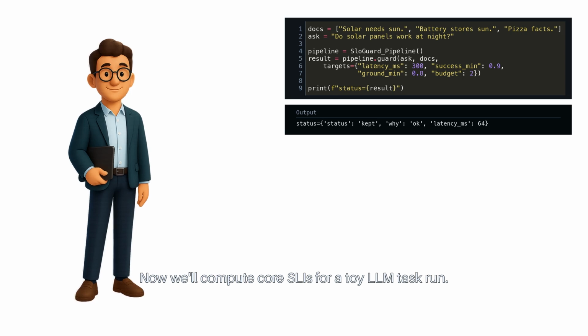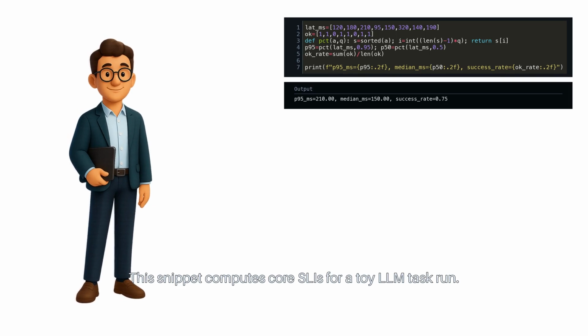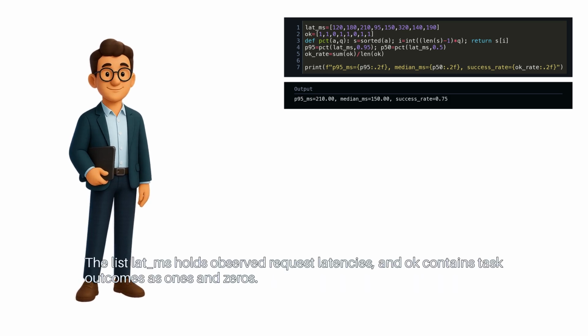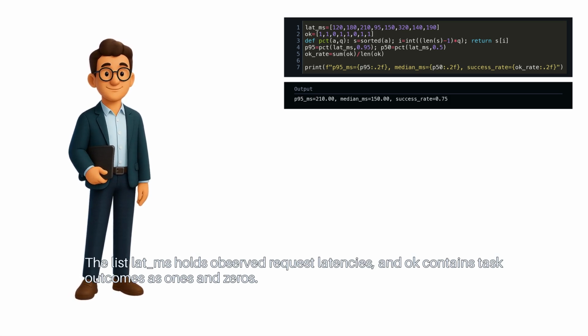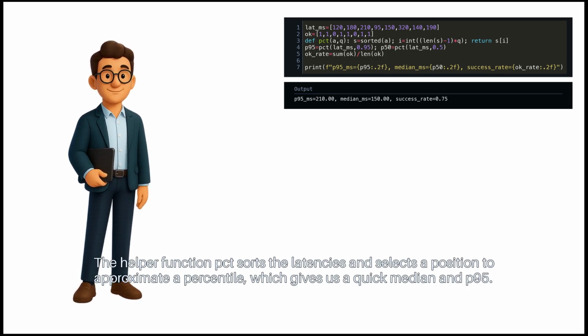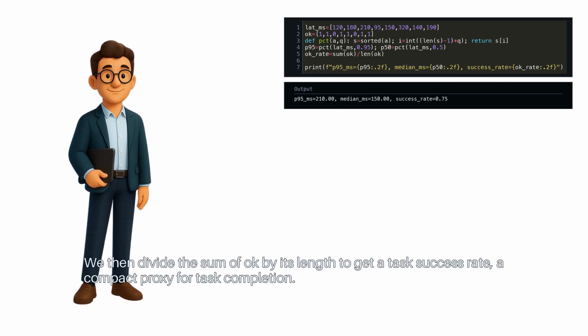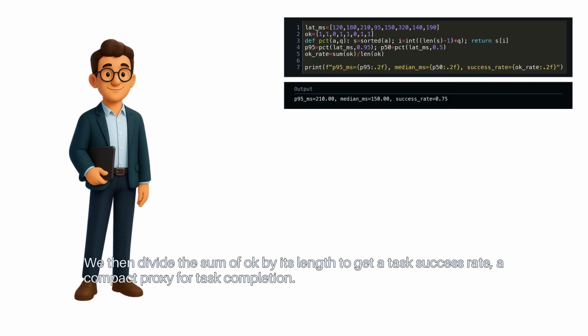Now we'll compute core SLIs for a toy LLM task run. The list lat_ms holds observed request latencies, and OK contains task outcomes as 1s and 0s. The helper function pct sorts the latencies and selects a position to approximate a percentile, which gives us a quick median and P95. We then divide the sum of OK by its length to get a task success rate, a compact proxy for task completion.